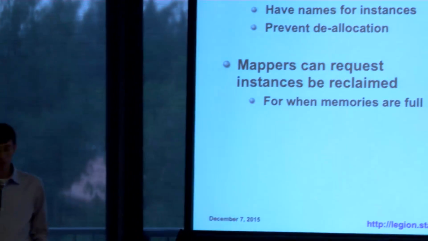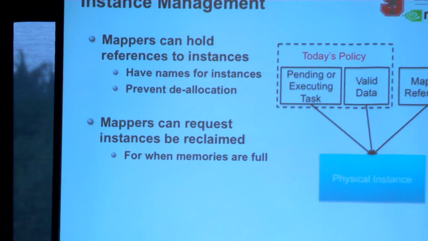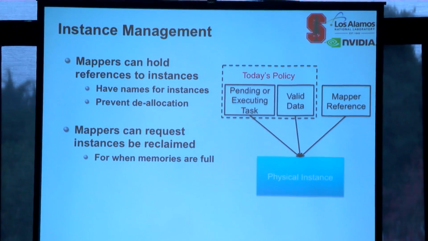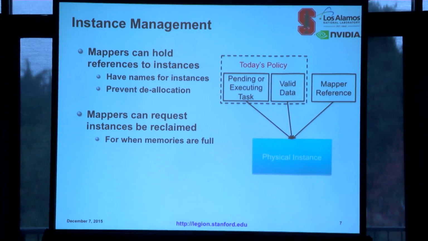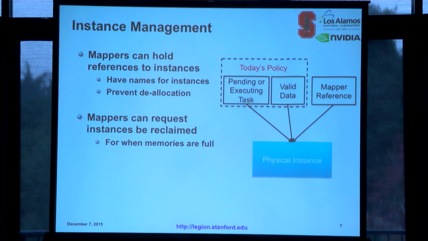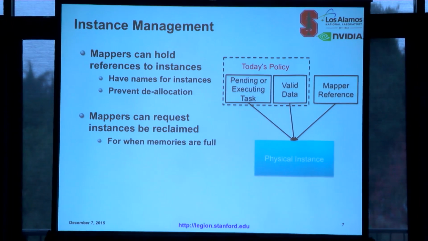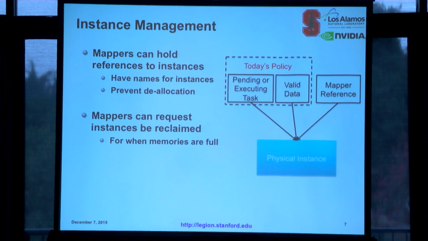Mappers are also going to have some control over deciding when instances are reclaimed. Many people who have written custom mappers are familiar with the mapping failure, where it says, I tried to map this task, but we didn't have enough resources. I tried to map instances in particular memories, but those memories were full of instances, so I wasn't able to make an instance, and I couldn't actually use it.